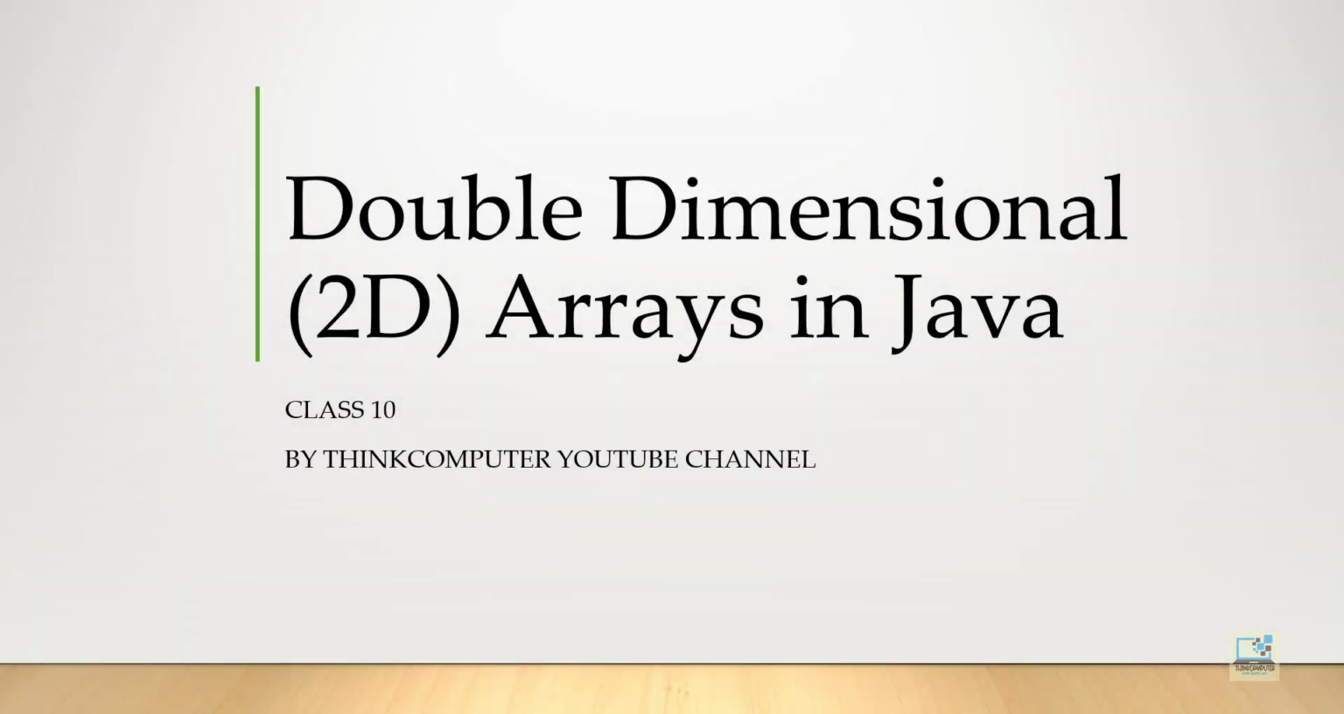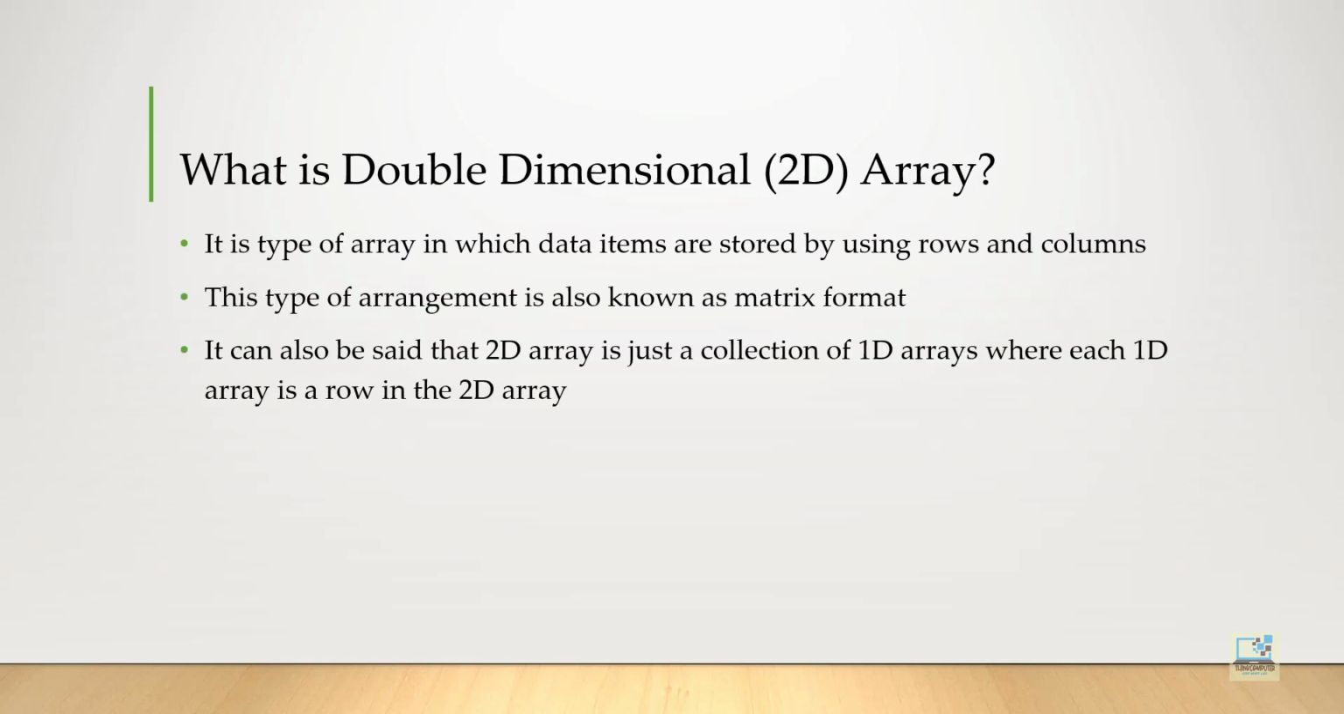Hello everyone, in this video I will explain in detail about double dimensional arrays in Java, also known as 2D arrays or multidimensional arrays. So what is a double dimensional array? We can say it is a type of array in which data items are stored by using rows and columns.